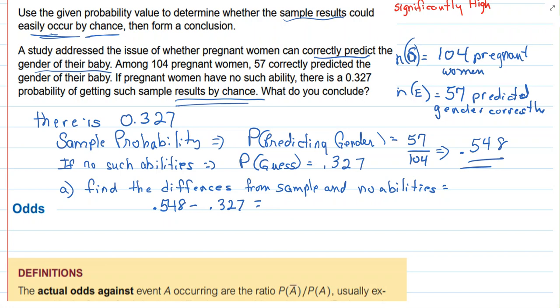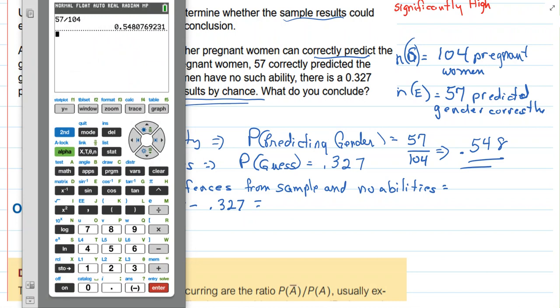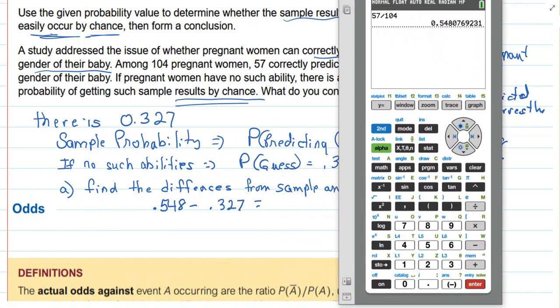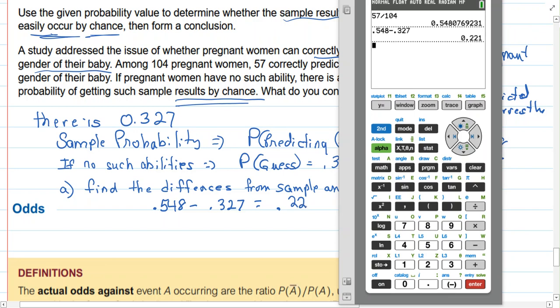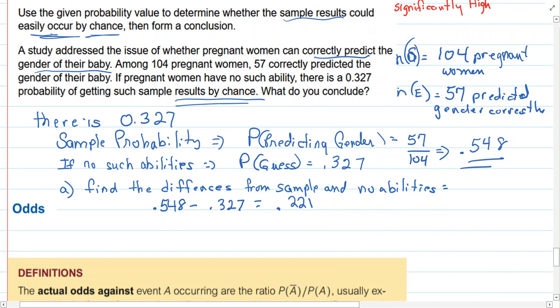So let's use our calculator. Decimal 548 minus decimal 327, and we get 221 thousandths. The probability shows, so we're going to assess. Let's see what we can assess. What can we say?